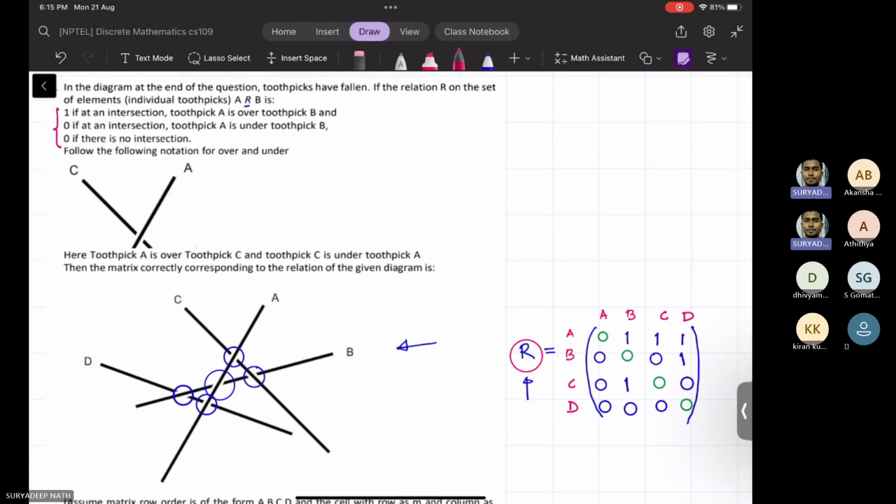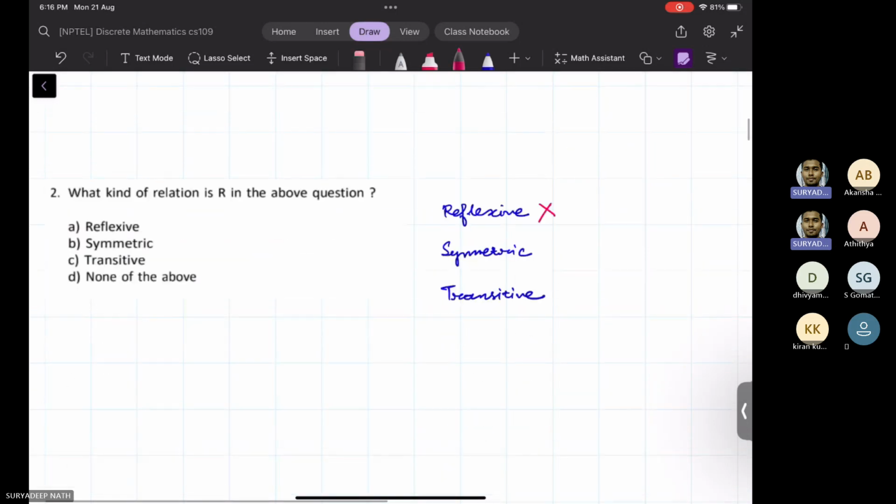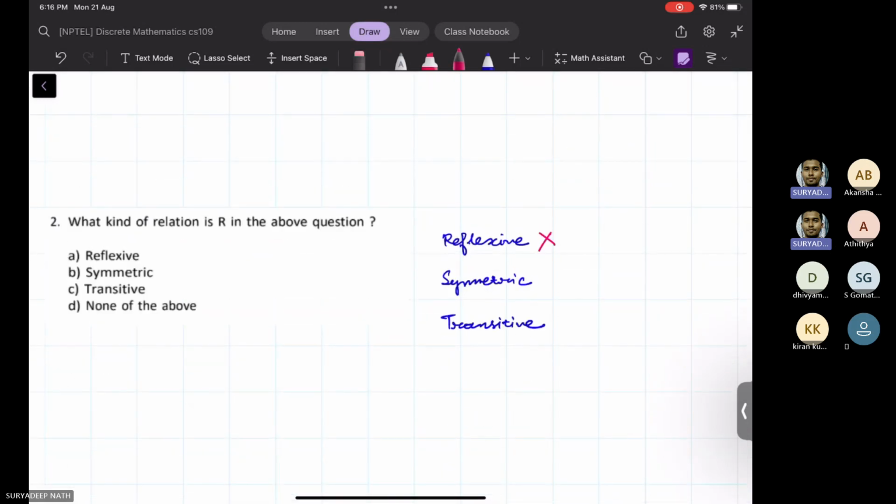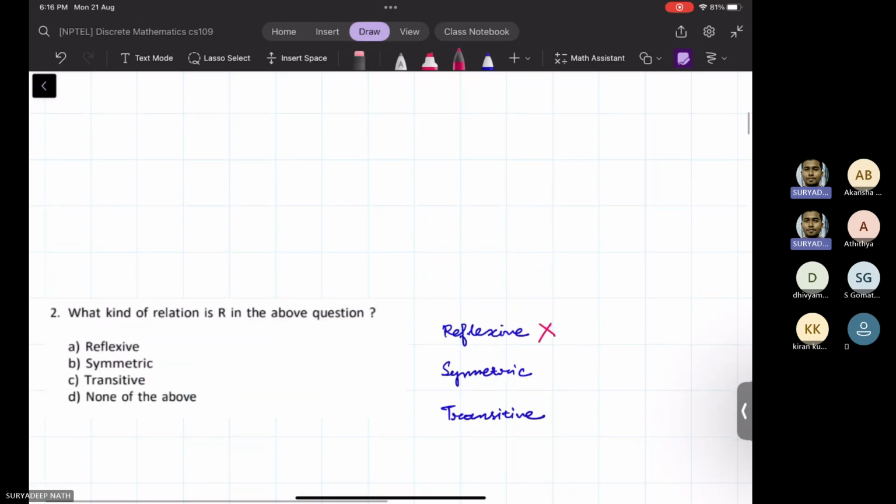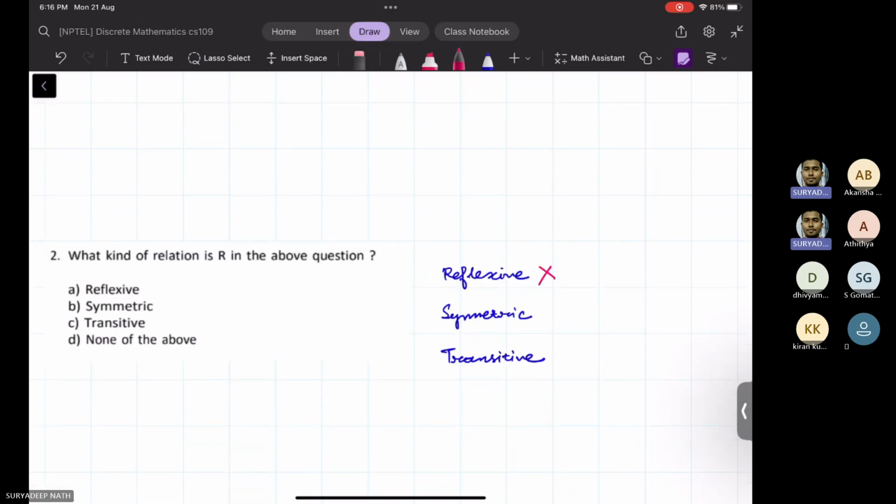No, it is not symmetric. Yeah, so this is also right. So why is it not symmetric? What does symmetric mean? Can anyone tell me what a symmetric relationship means? Just to recall what a symmetric relationship is.